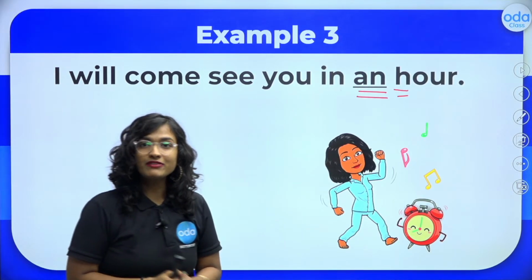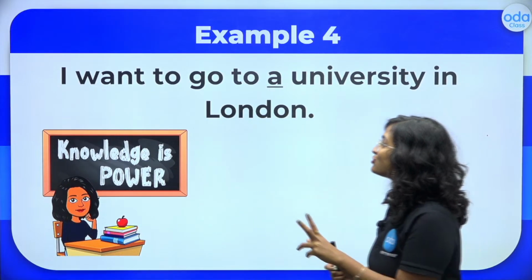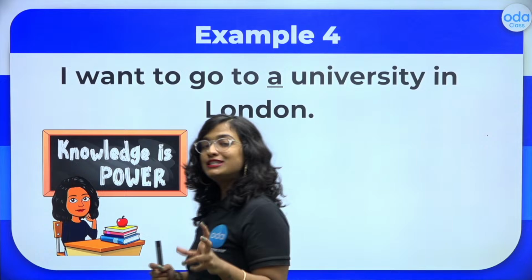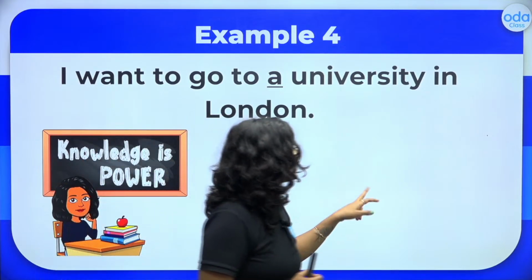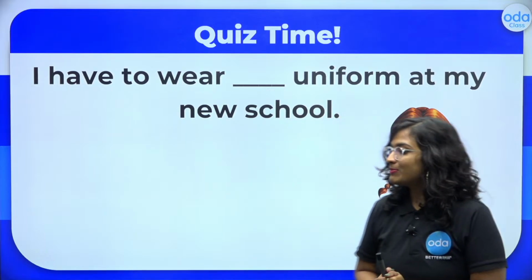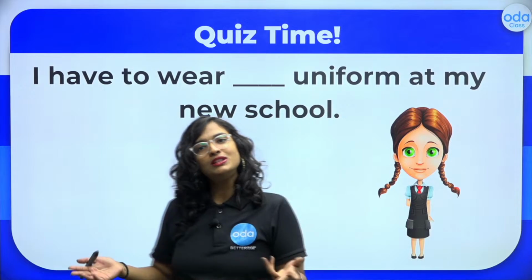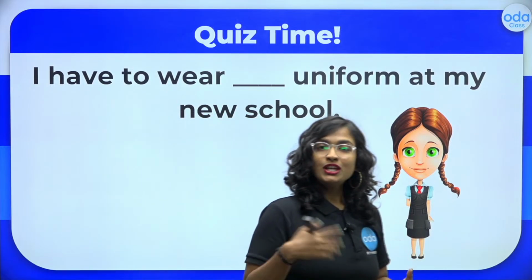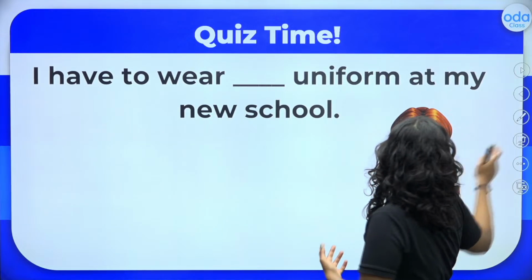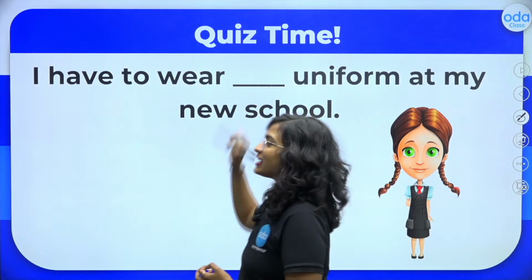Is this clear to everyone? Alright, so now students, I hope you've understood this, the difference between the first sound and the first letter, because it's time for a quiz once again. Tell me here, I have to wear blank uniform at my school. Repeat the words once again, students. Yellow, university, uniform. What do you think? Tell me, students, which article should I use here?